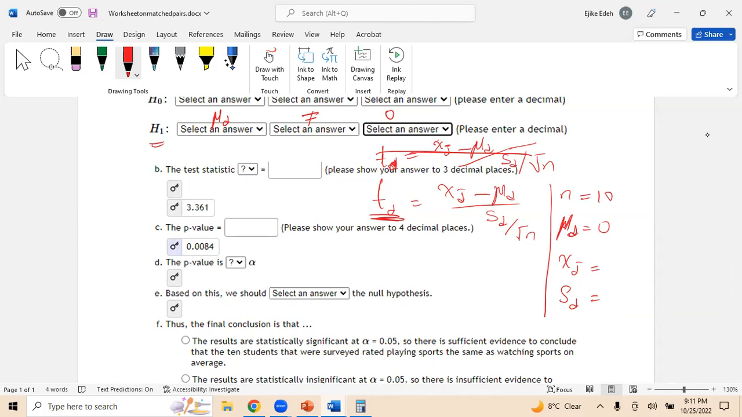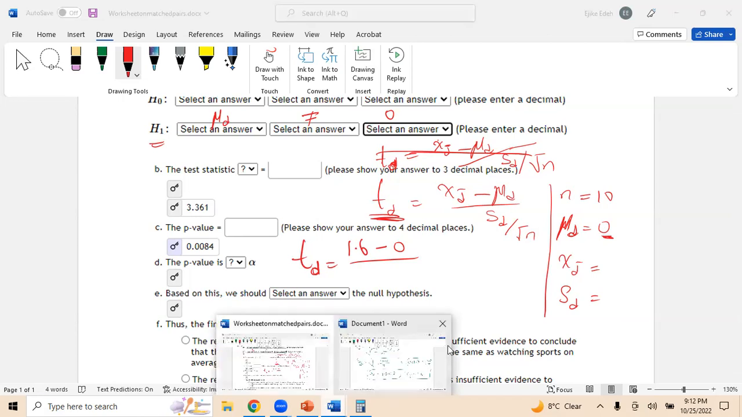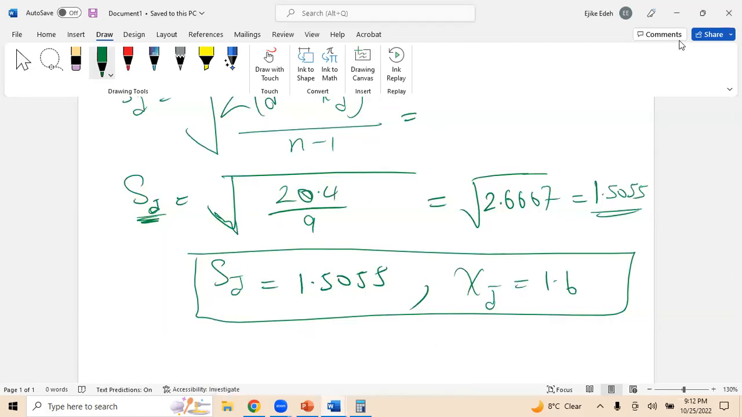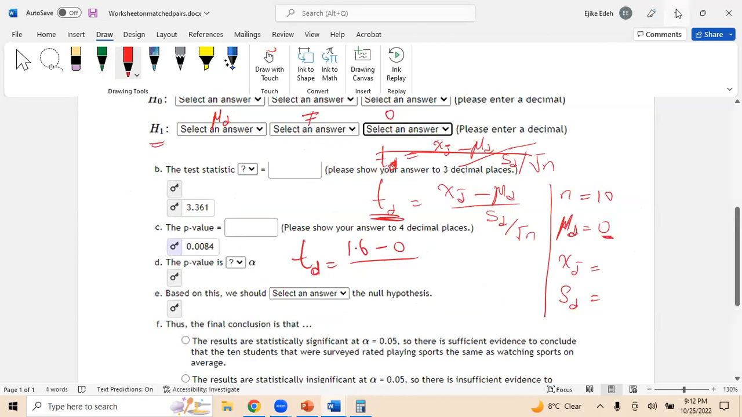So computing our test statistic, our t stat, if I should use D here, is the mean of the difference, which we found to be 1.6, minus the population mean, which we found to be 0, it's always 0, right? In this case, divided by the standard deviation of the difference. I think we found 1.5055, and then you are dividing this, of course, by the square root of n, which is 10. Okay, so let's work this out.